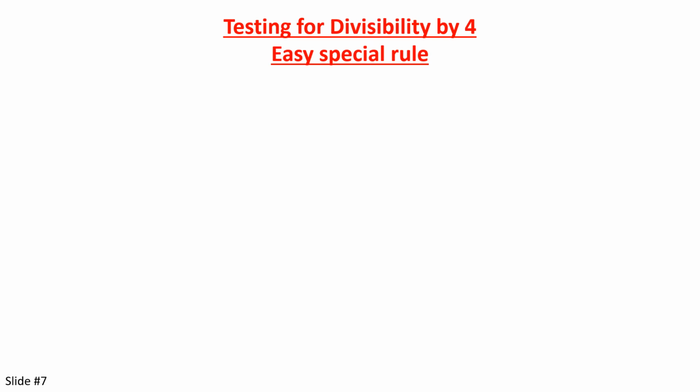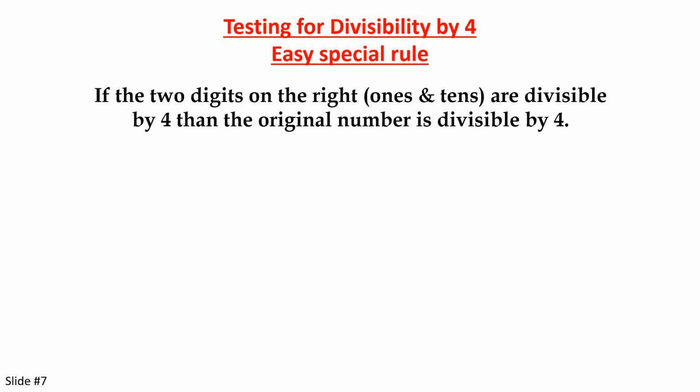Testing for divisibility by 4. This is a special rule. If the 2 digits on the right, the ones and the tens, are divisible by 4, then the original number is divisible by 4. Well, think about it. We know 100 is divisible by 4. That's 25 times 4. So you don't have to worry about anything from 100 on because they're all divisible by 4. It's those last 2 digits.